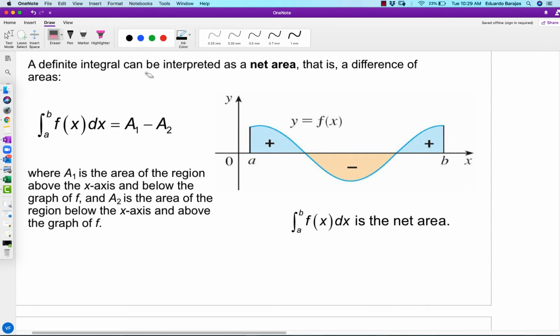So this is saying that A sub 1 is all the positives. So the sum of this plus this, both of those represent A sub 1. And then the sum of just this part here, this one is A sub 2. So we add up all the A sub 1s and subtract the A sub 2. That would be the net area. And that's what this integral sign will depict.